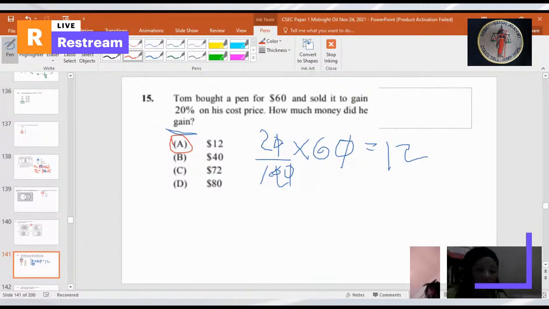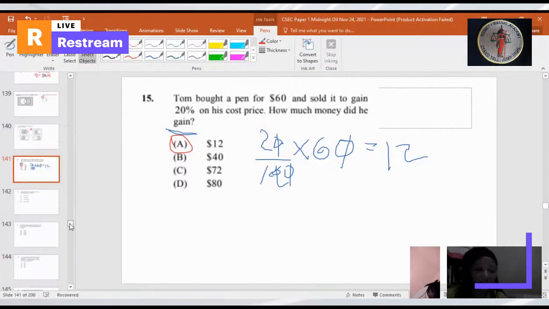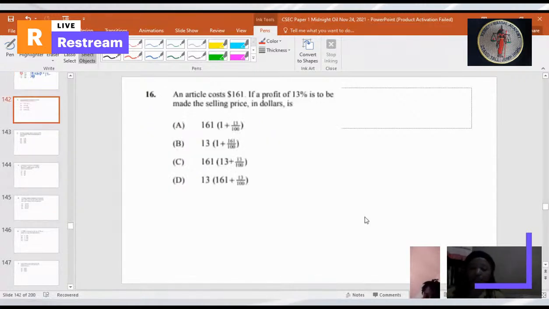So let's go to the next question. Question 16. Read for me, please. Number 16. An article costs $161. If a profit of 13% is to be made, the selling price in dollars is.